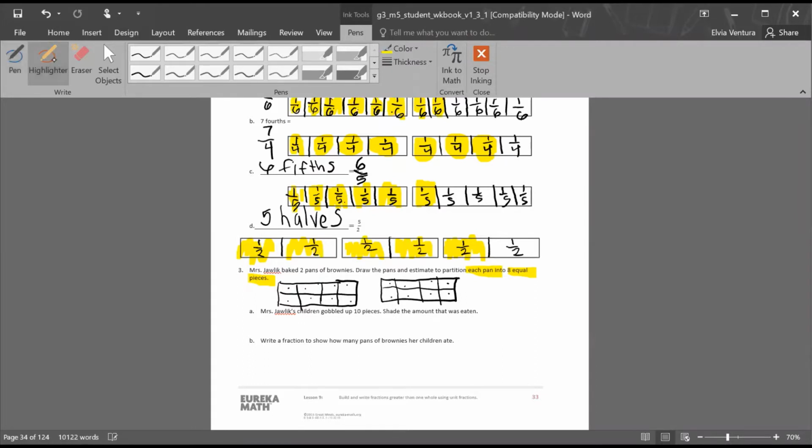So let's go ahead and shade. We have 1, 2, 3, 4, 5, 6, 7, 8, 9, and 10. So that's A. And then it says, write a fraction to show how many pans of brownies her children ate. So I can see that, or I know that they ate 10 pieces and there was 8 in each pan.